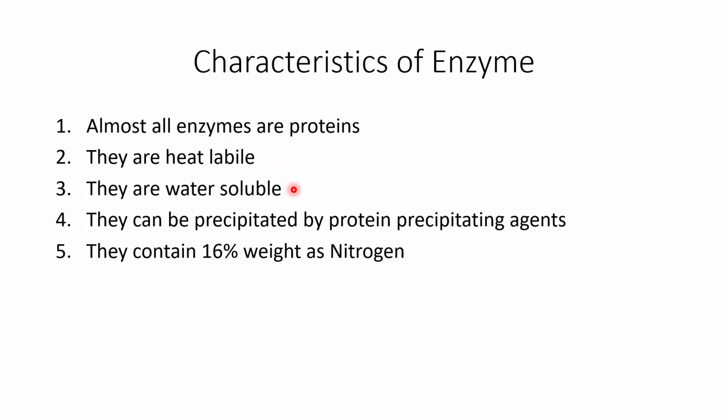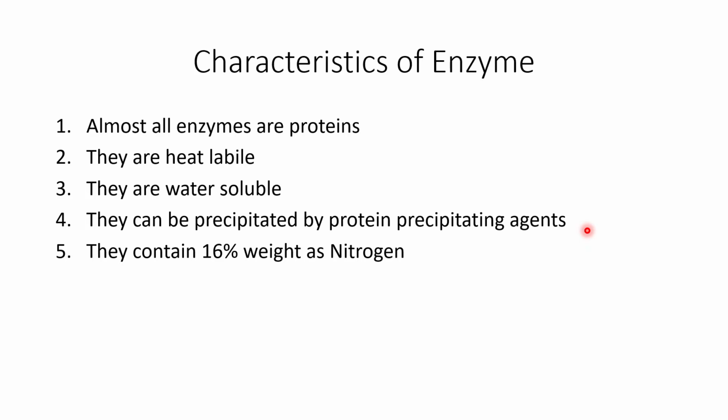Okay. Next, they are water soluble. So all the metabolism in our body takes place under water soluble conditions only. Okay, we require the reactions to be water soluble. So enzymes also are water soluble. Now they can be precipitated by protein precipitating agents. Okay, so all agents which bring about protein precipitation will also affect enzymes. Why? Because enzymes are made up of proteins.